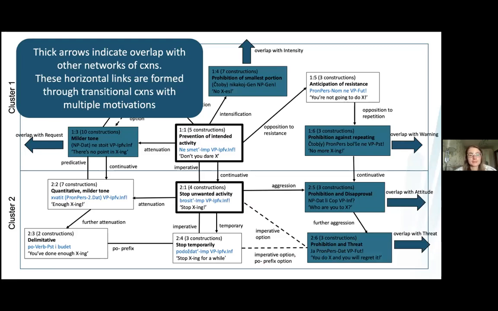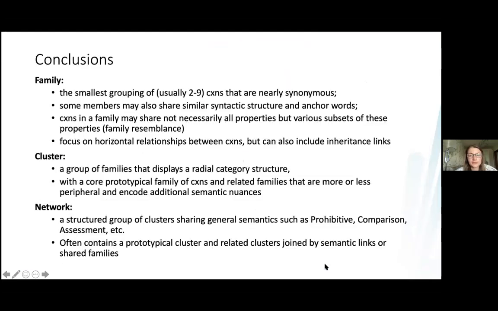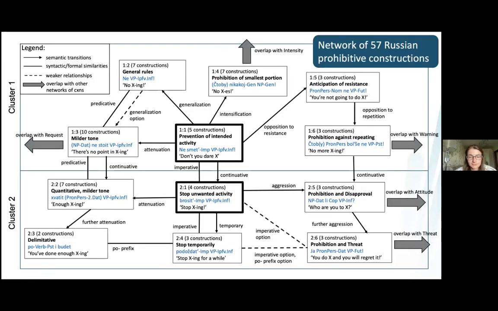3 families in cluster 1 share constructions across other networks, namely request, intensity, and warning. And 2 constructions in cluster 2 combine the semantics of prohibition with disapproval and threat, and thus connect this network to other networks accordingly. Thus, we propose this model to represent the internal structure of Russian prohibitive constructions. This is a network that comprises 2 clusters. Each cluster has a radial category structure, which is centered around its local prototypical family of constructions.